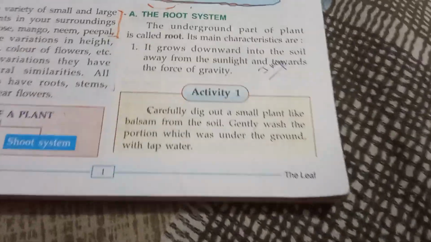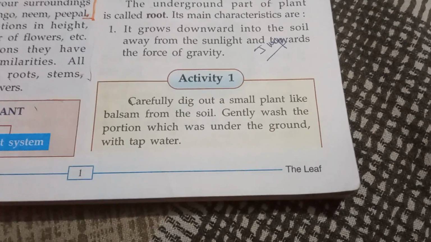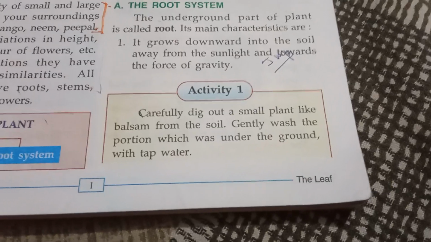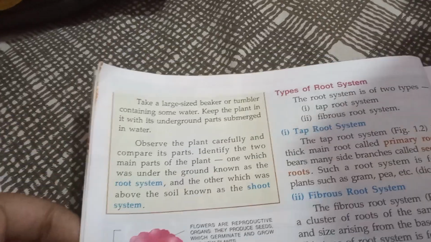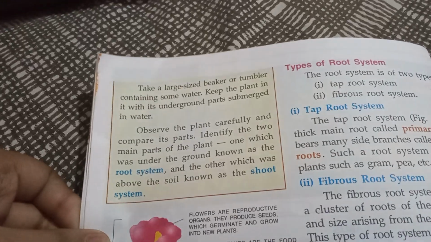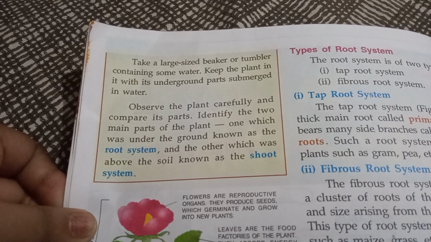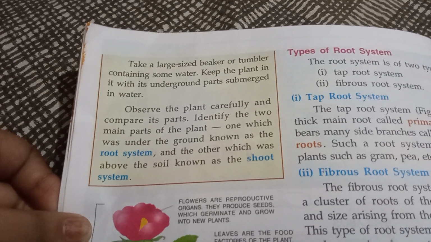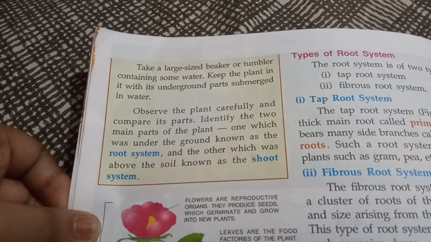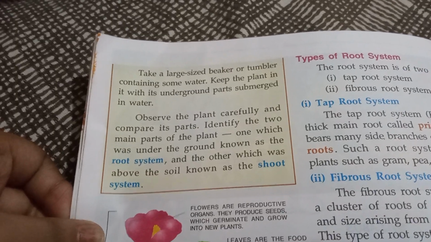Then we have an activity. Carefully dig out a small plant like balsam from the soil. Gently wash the portion which was under the ground with tap water. Take a large sized beaker or tumbler containing some water. Keep the plant in it with its underground parts submerged in water. Observe the plant carefully and compare its parts. Identify the two main parts of the plant: the one which was under the ground, known as the root system, and the other which was above the soil, known as the shoot system. Let's get to know it.